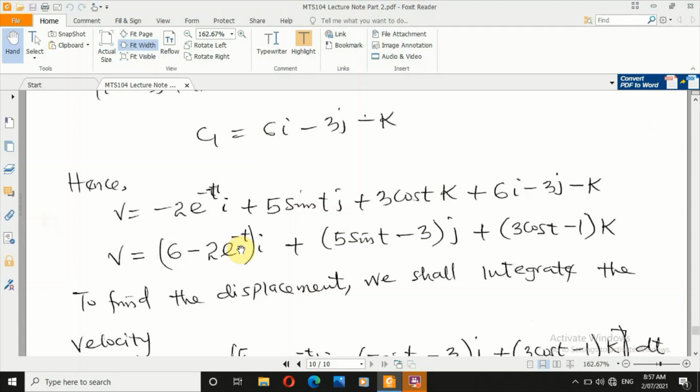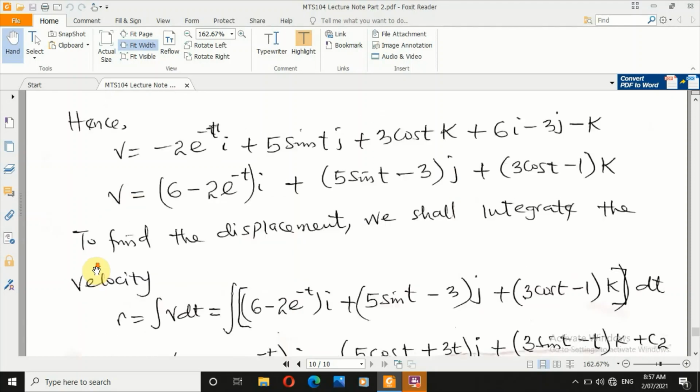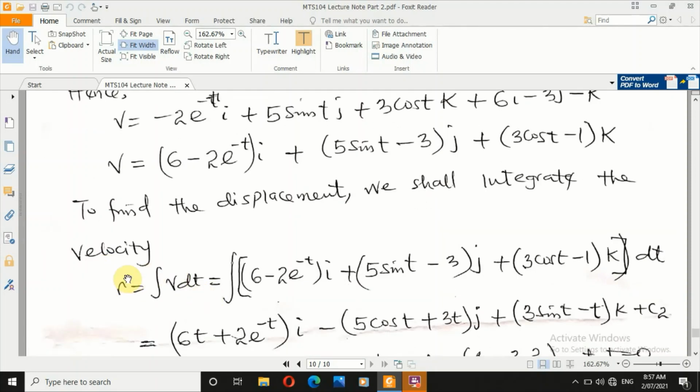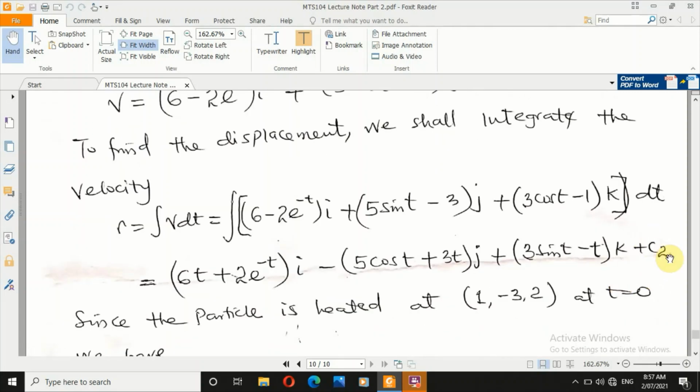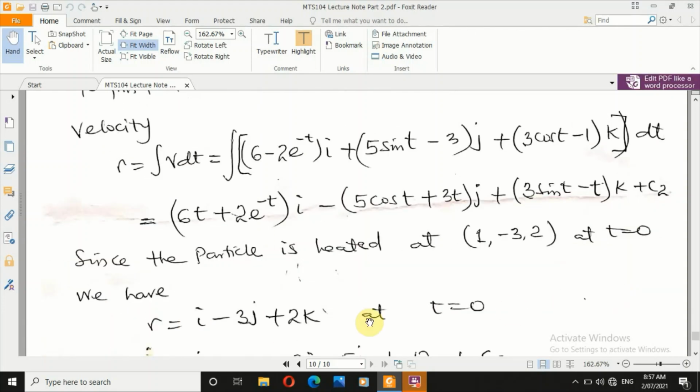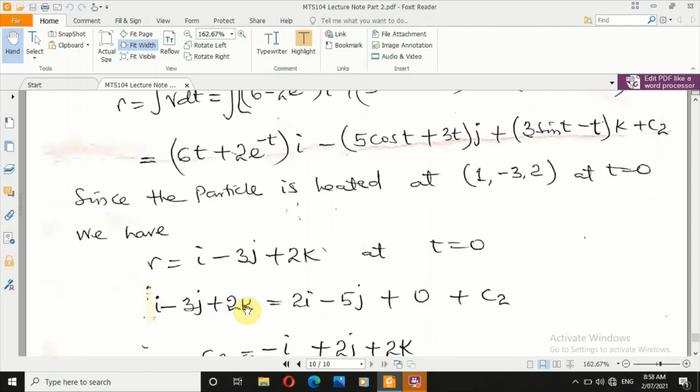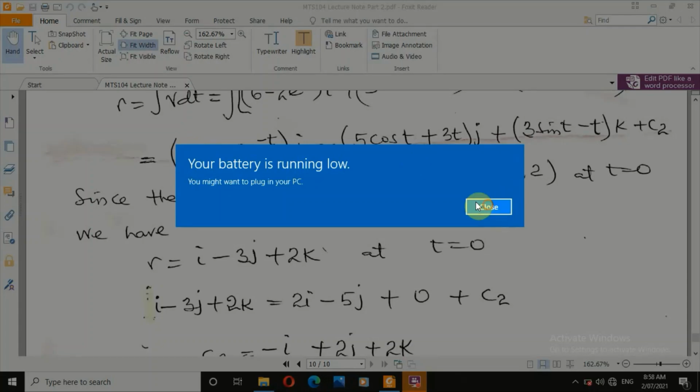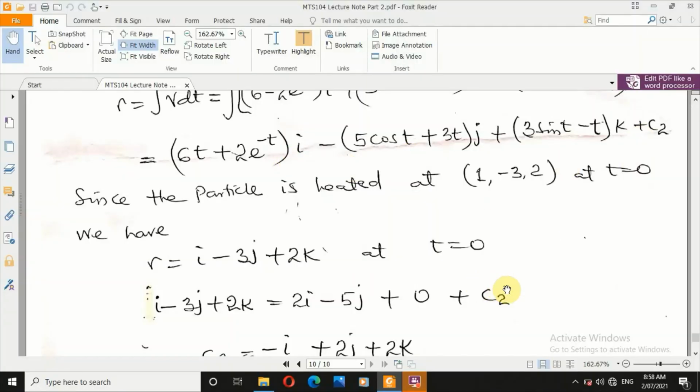The next thing is for us to find the displacement, so we need to integrate this again. Look at it now. The position is the integral of the velocity. So we integrate this one again, and we have another constant of integration. We learned that the particle is located at this point at t equals 0, which is the same as 1i minus 3j plus 2k at t equals 0. So you set r to be this, then you set t to be 0 in this expression.